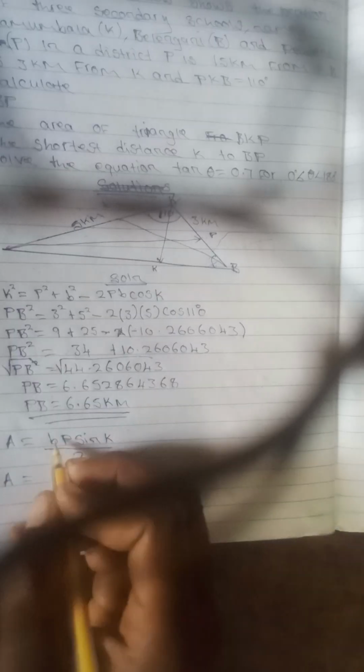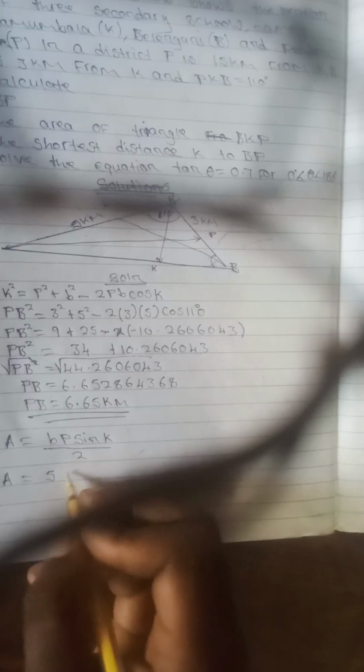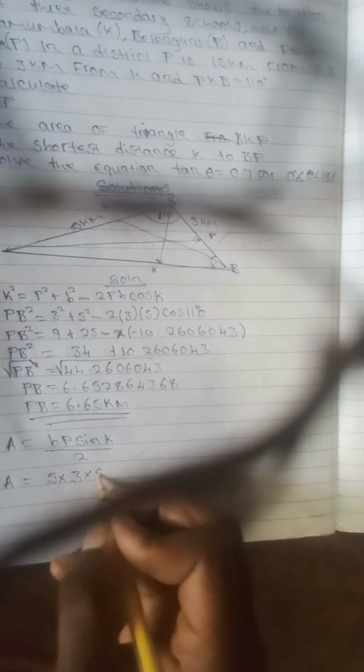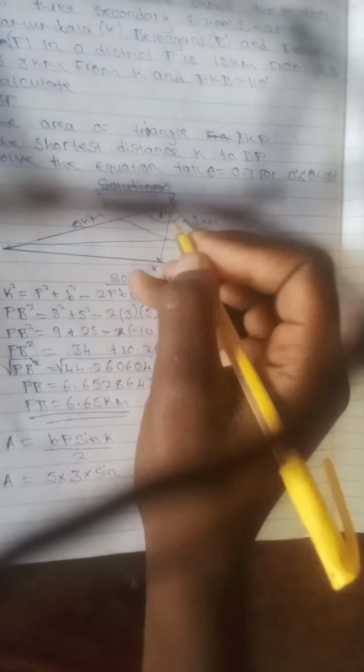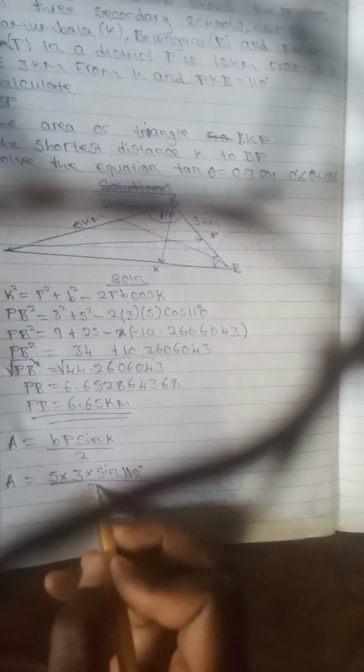So we are going to say A is equal to, what is our B? Our B is 5 kilometers times, what is our P? Our P is 3 kilometers times sine, what is K? Angle K, it's 110 degrees. So this is 110 degrees over 2.